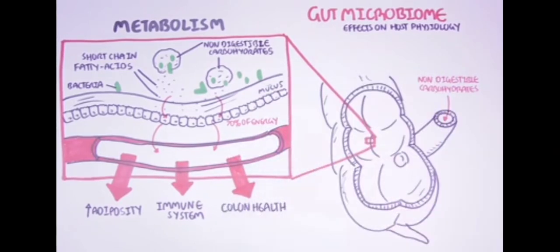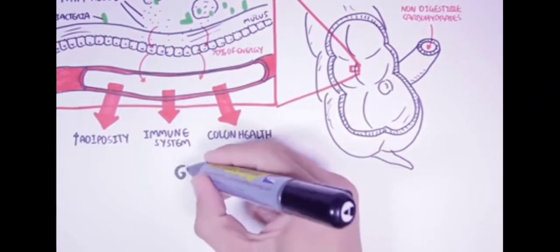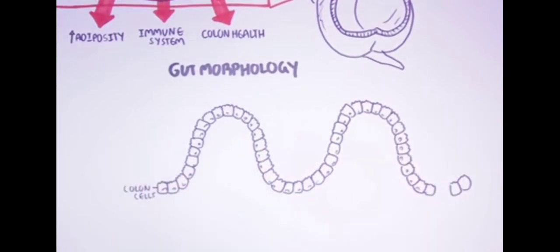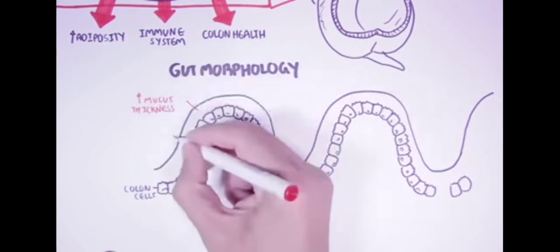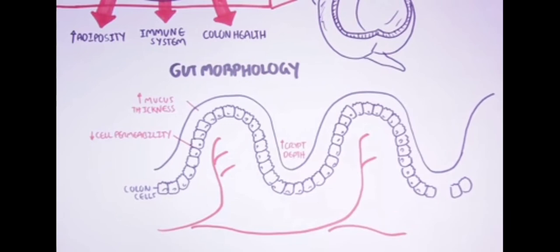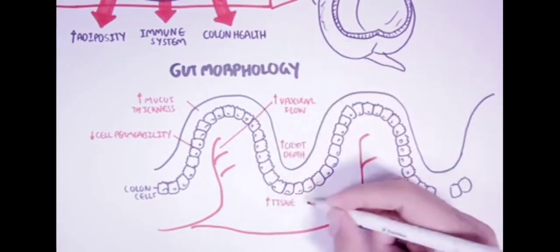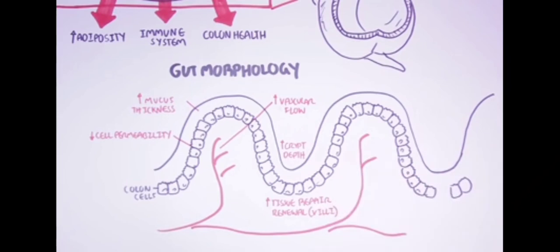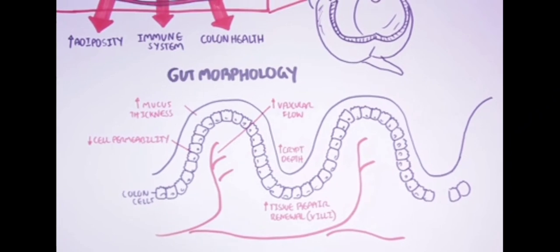Another fundamental effect the gut microbiota play in our body is its effect on gut morphology, so gut structure. These effects include increasing the amount of mucus in the intestinal tract, decreasing intestinal cell permeability, deepening the crypts of the intestine, increasing vascular flow, and stimulating tissue repair and renewal, particularly of the villi. All of these effects essentially will promote barrier integrity, as well as the function of the digestive system. How the gut microbiota modulate most of these activities remains elusive, but most of the research suggests that it is attributed to the production of the short-chain fatty acids following fermentation of non-digestible foods.